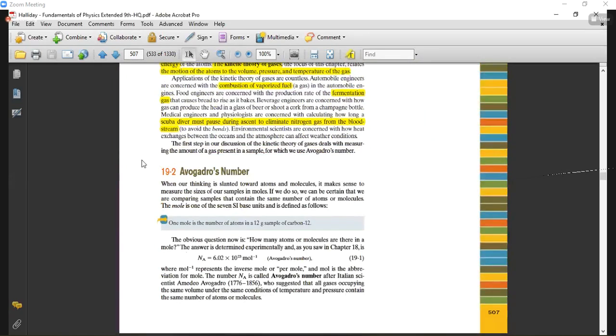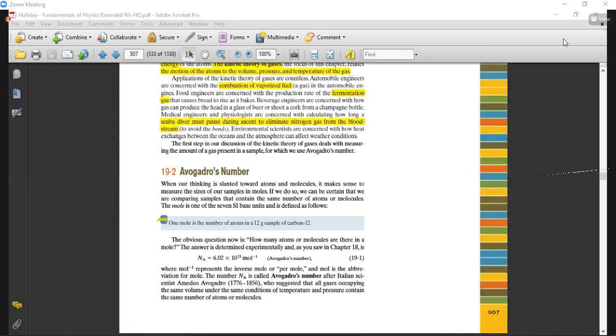So the Avogadro number: we are all familiar with it. What is the Avogadro number? It is 6.02 times 10 to the power 23. This is the Avogadro number, and we all studied it in FSc and matric. What is the value of the Avogadro number? So why do we need the Avogadro number?